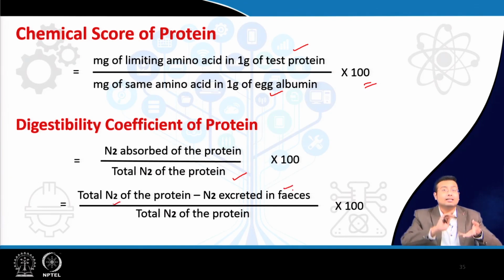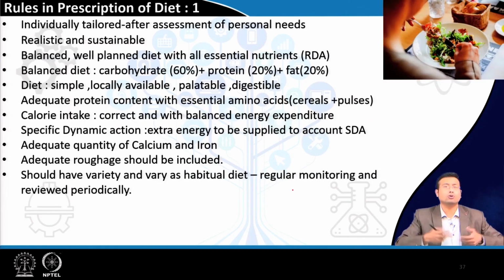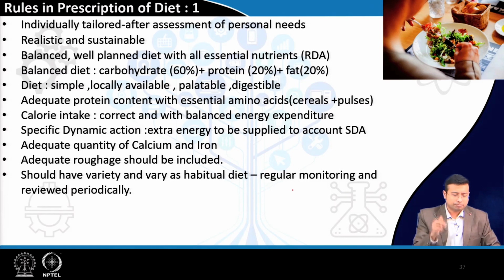Okay. So, these indices are confusing if we just learn them one after another. So, it is extremely important you write them, you practice them over and over again, that way you can be very clear. Next part of our discussion will involve formulation and prescription of diet. Okay. So, number one rule: these rules can vary from institute to institute, but more or less the general principles are the same.